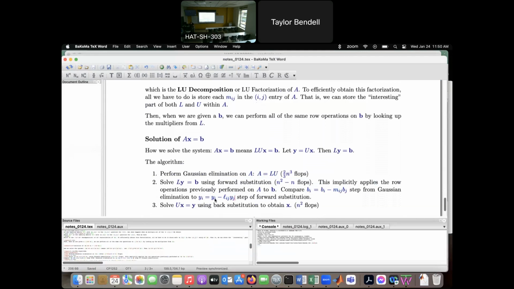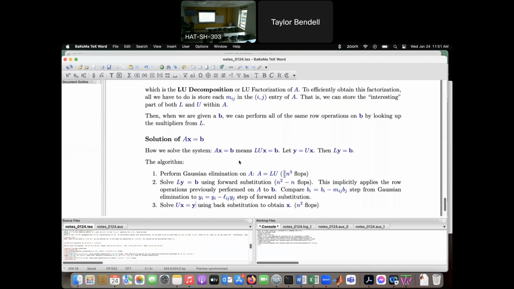Now we take into account how I define Y. Y is equal to U times X. Y is now known. So I can solve this system of equations, Ux equals Y, for X. And U is upper triangular. So I use back substitution. That takes n squared operations. And now I have X.